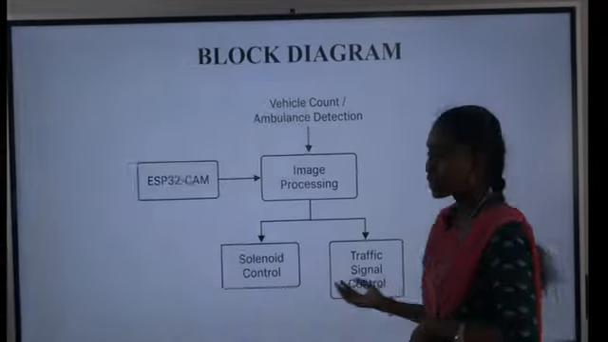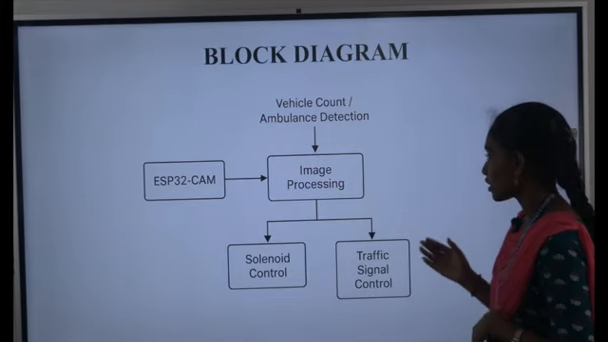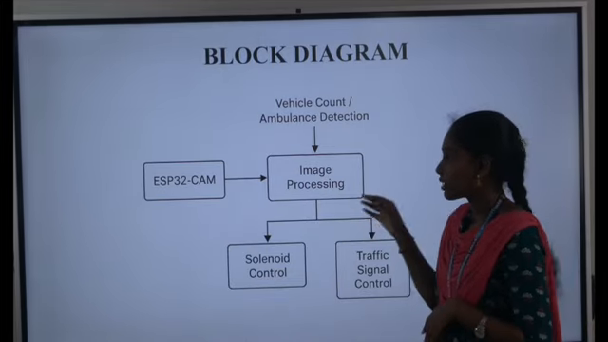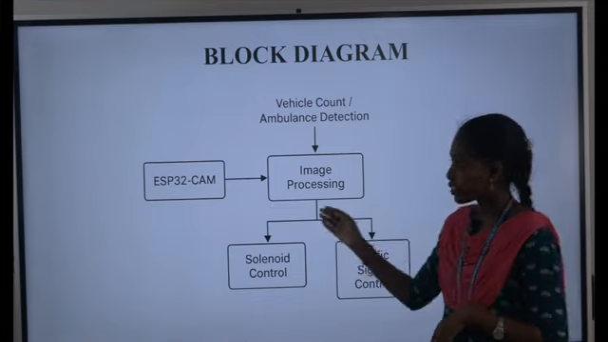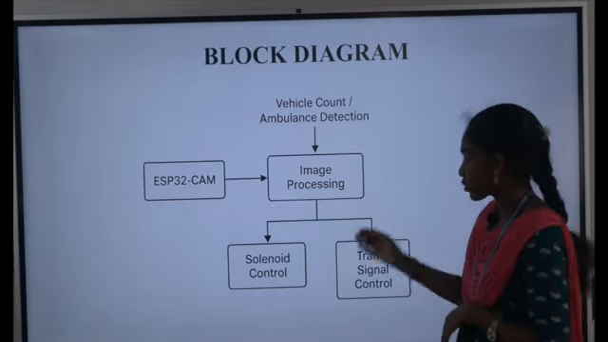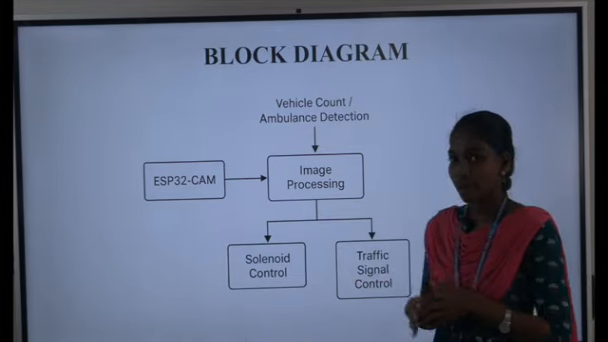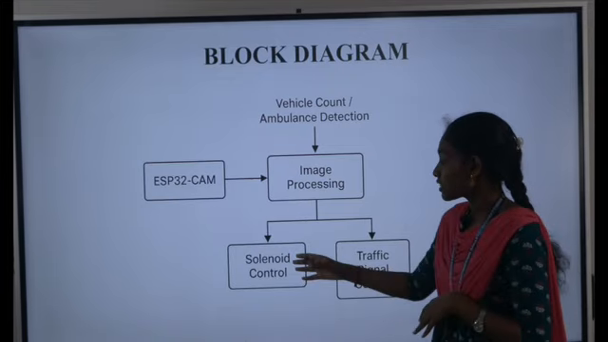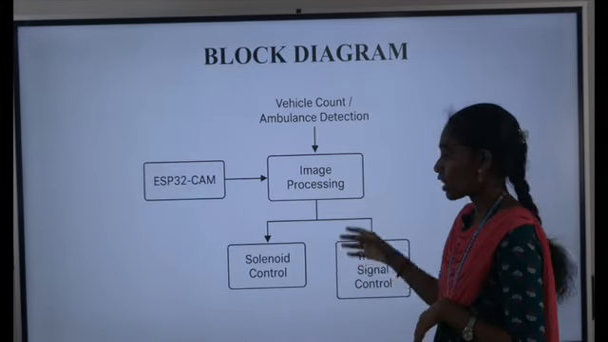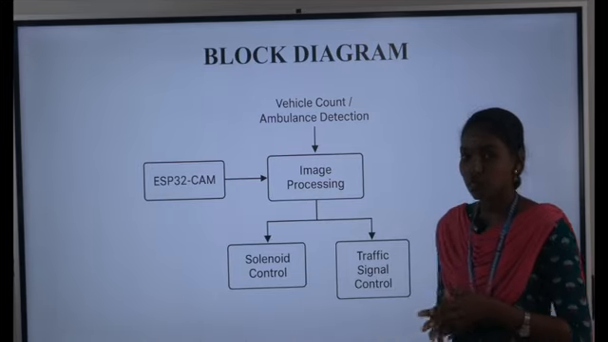Here is the block diagram of our project. First, it gets into the ambulance detection of vehicle count by getting the real image from the ESP32 cam. That image is processed and goes to the input of solenoid and the traffic signals. When it gets into the detection mode of ambulance or emergency situations, the solenoid goes into the on state, that's like a down state, and the traffic signals go into the red signal.